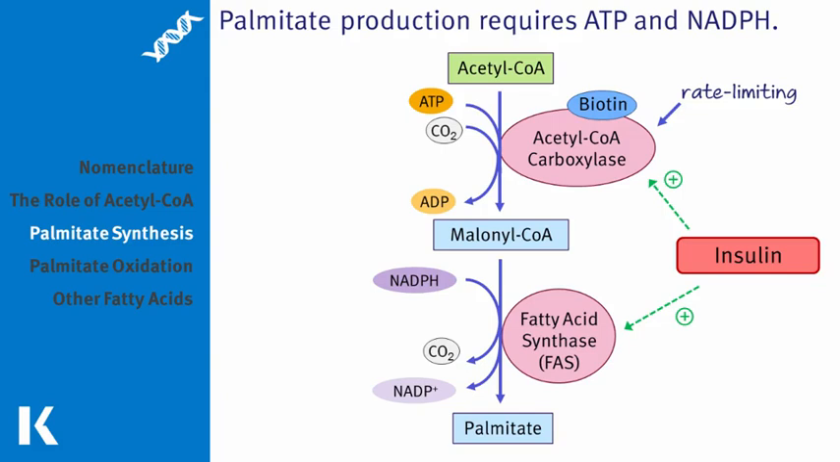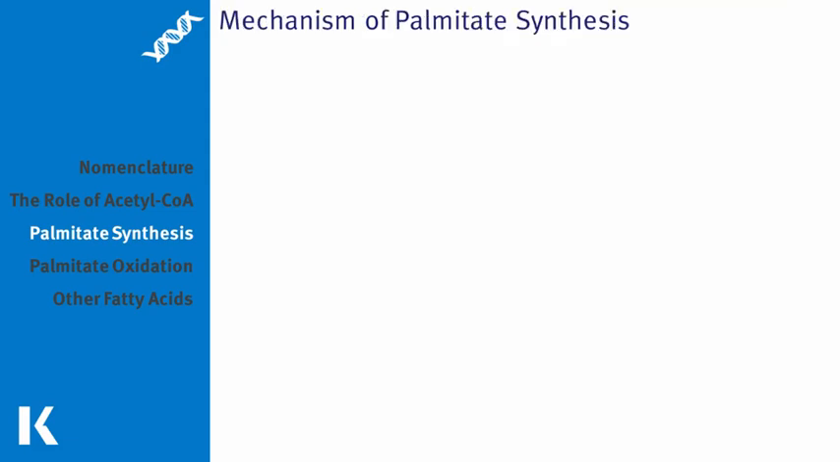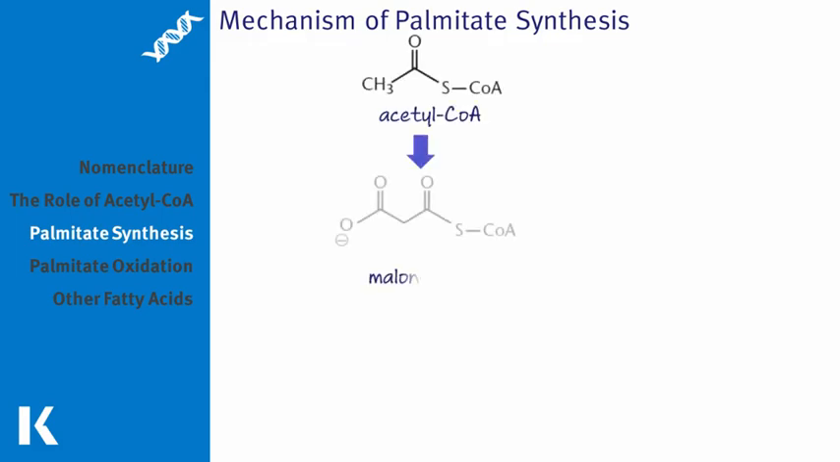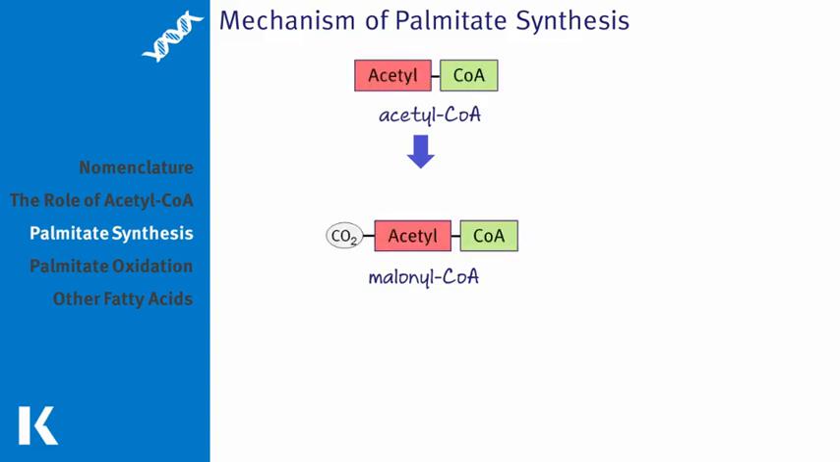Let's take a closer look at the molecules and mechanism associated with this synthesis. How does a 2-carbon molecule become a 16-carbon molecule? The first step is the conversion of acetyl-CoA to malonyl-CoA through carboxylation. Here we can see a little bit easier how malonyl-CoA is just the addition of CO2 to acetyl-CoA.